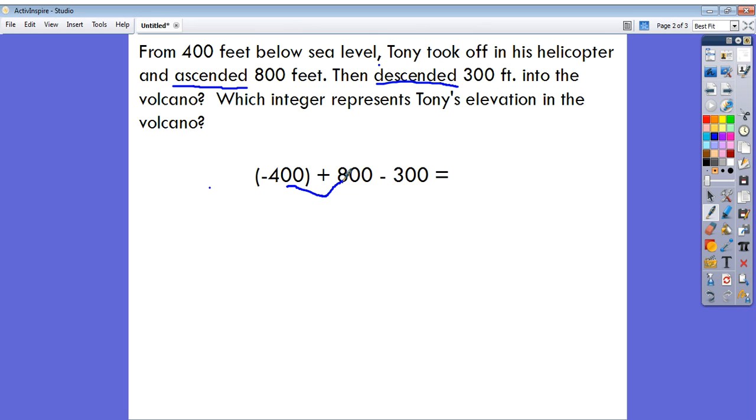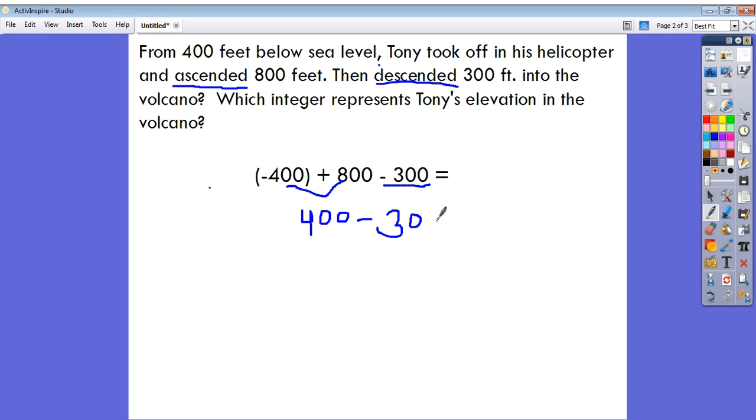I have negative 400 plus 800. That's the first thing I'm going to deal with. I have a negative and I'm adding a positive. When the signs are different, find the difference. So I'm going to do 800 minus 400, which is 400. And I'm going to keep the sign of the greater number. 800 is greater and it's positive, so this is a positive 400. I haven't used this minus 300 yet, so I'm going to bring it down.